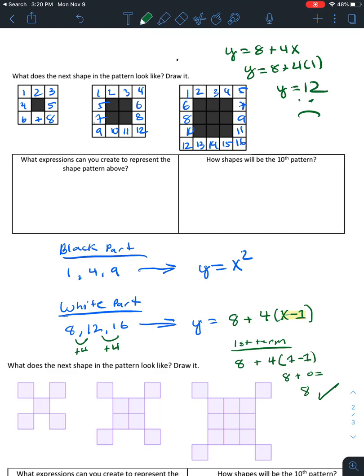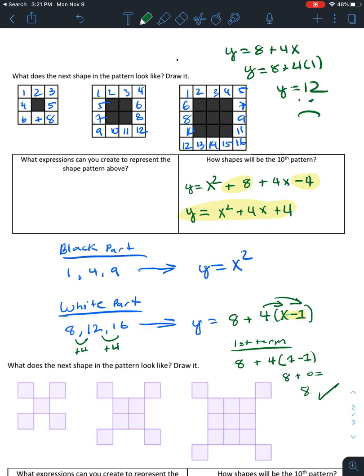So if I was going to write my final answer for this question, it would be y equals x squared plus 8 plus, let's go ahead and distribute, 4x minus 4. Combining like terms, y equals x squared plus 4x plus 4. So this is my final answer, and it will actually get us any term that we want.